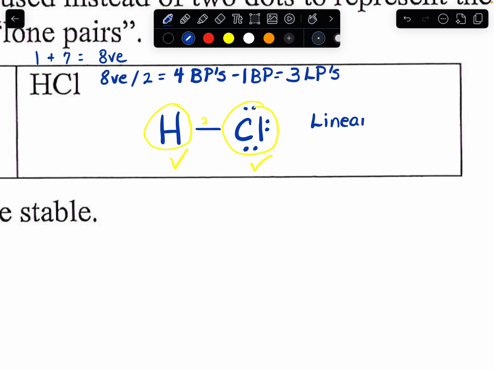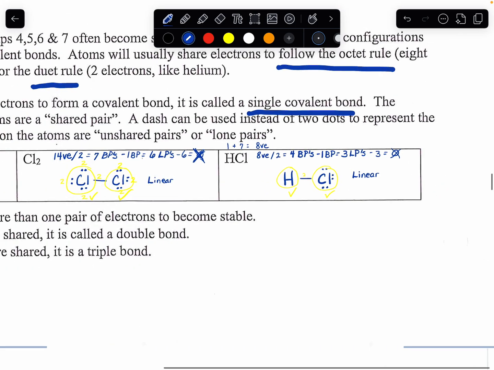So this is a linear shape. Okay, so I had used all 3 of those lone pairs, so I'm out of electrons. And I should have done that before I drew my structure. Okay, all right. So these are the easy ones.